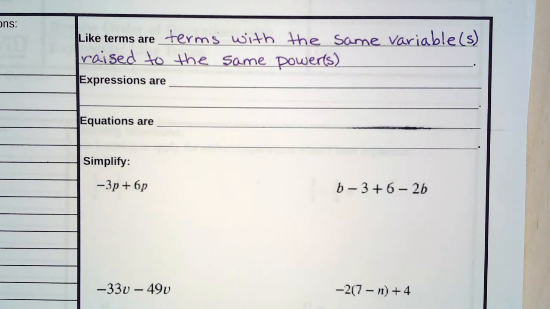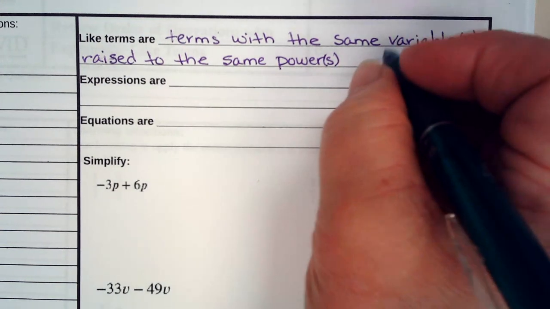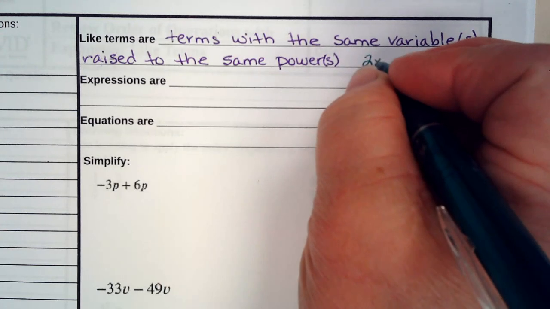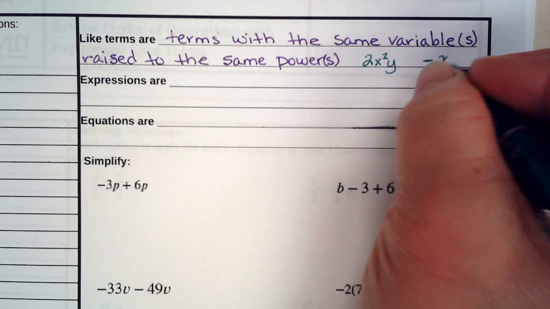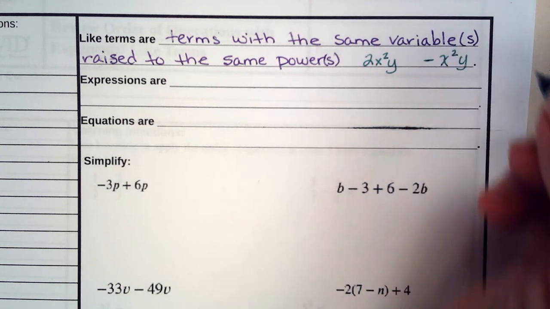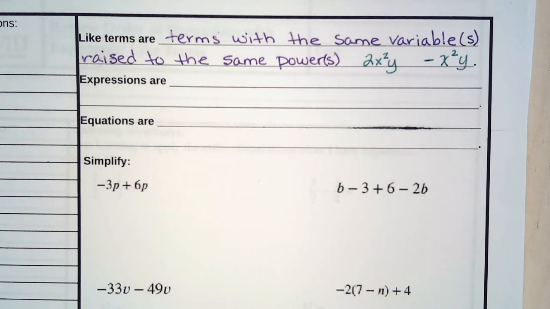So if I'm looking at this, some examples, I could have 2x squared y, and I could have negative x squared y. The coefficients are different, but the variable and its power are the same.